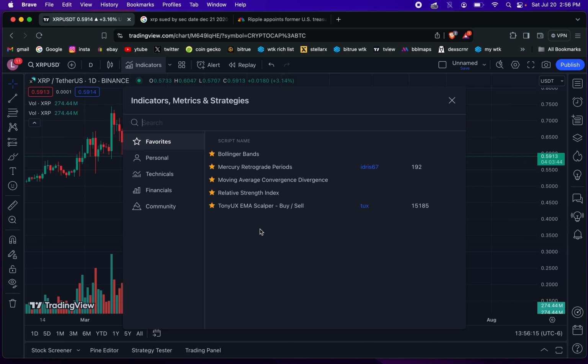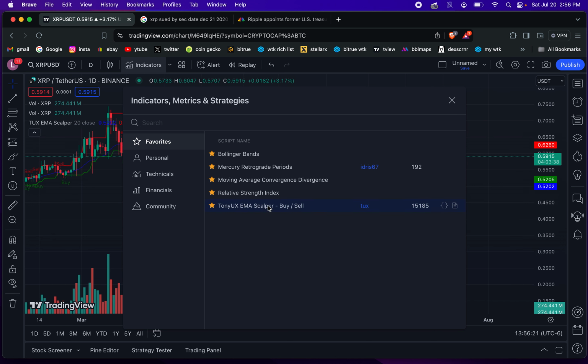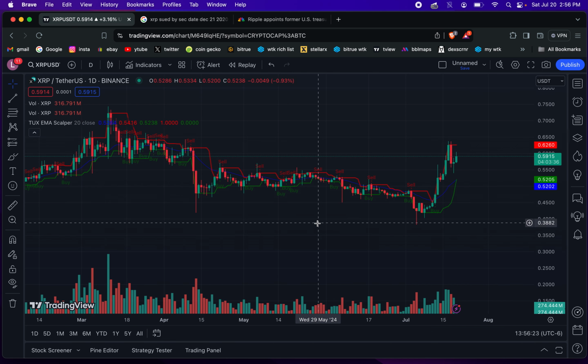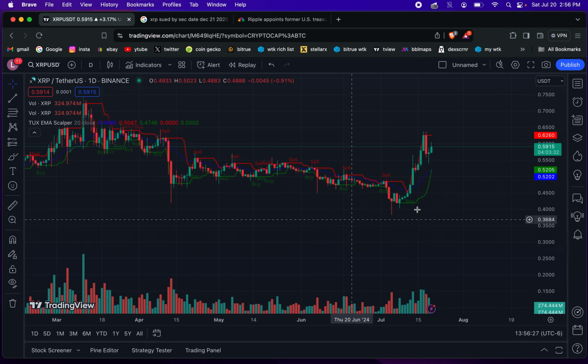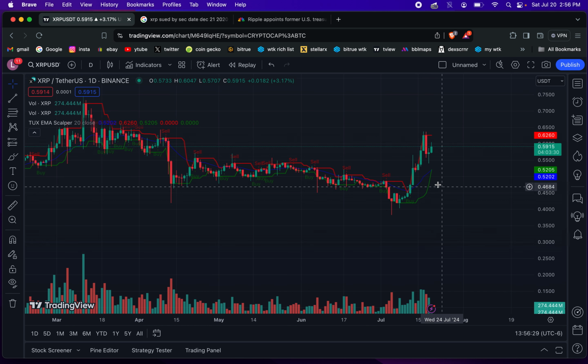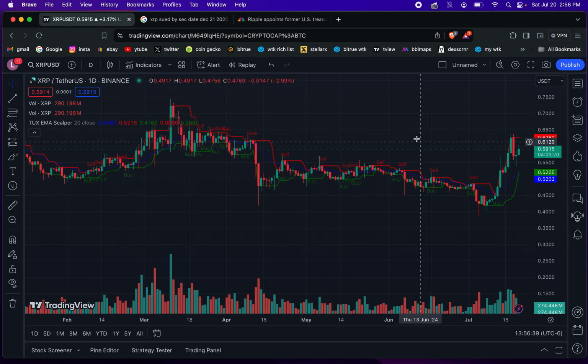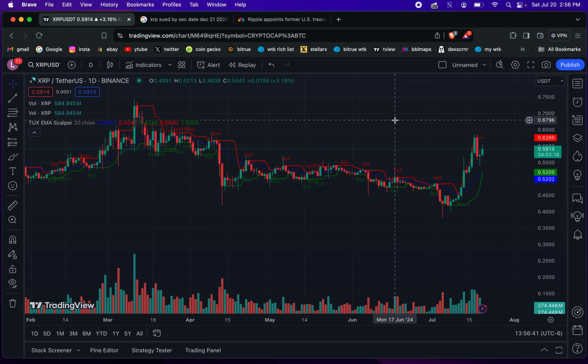If you want to day trade, there's the EMA scalper, Tony UX EMA scalper buy sell. So you can click that, and it uses the moving averages. The moving averages are basically magnets, like the price tends to draw towards these averages. So it gave you a buy indicator right here for XRP at 42 cents. Sell, buy, sell. I don't personally use these. I don't day trade. But if it's something you want to do, more power to you.